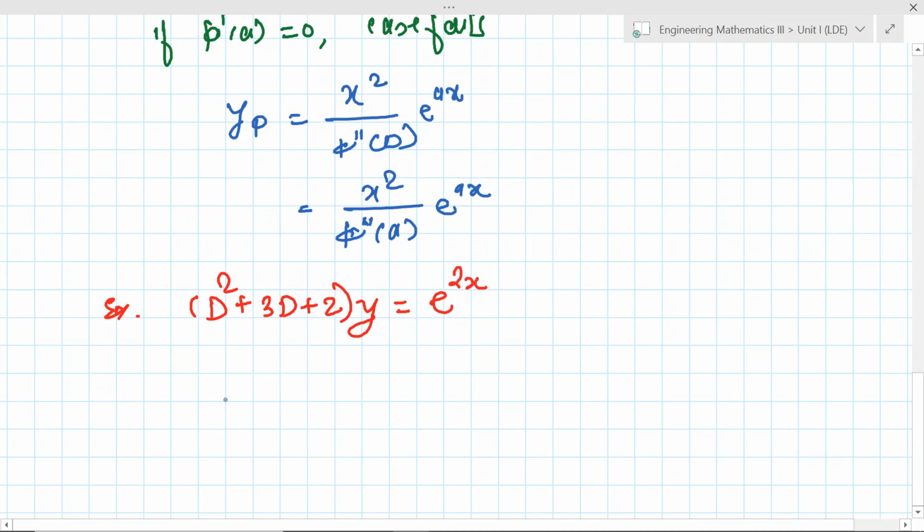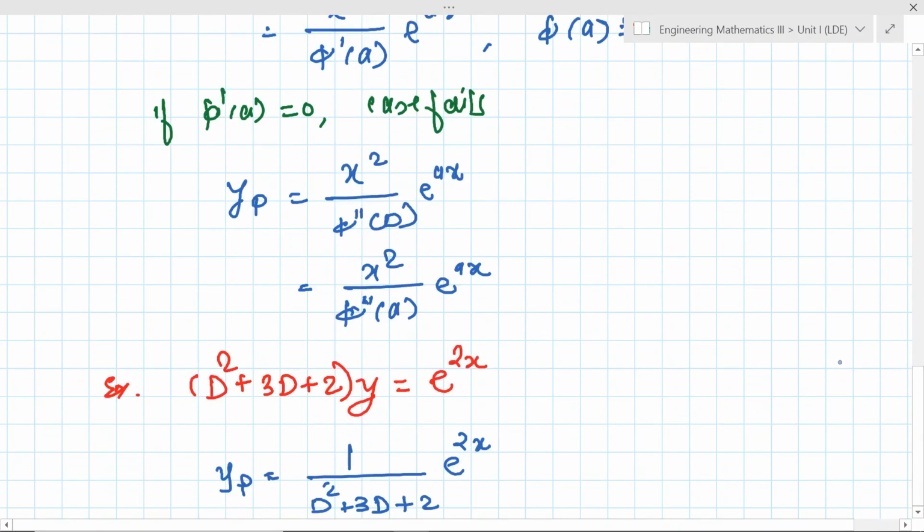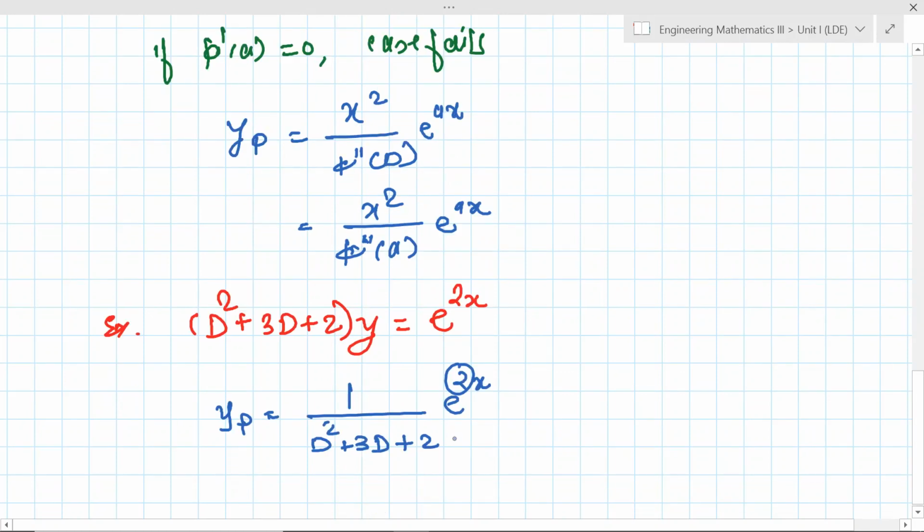Now what is my yp here? So yp is equal to 1 upon phi of D, so D square plus 3D plus 2 into e raised to 2x. Now what we need to do? The case says to replace D by a. Whatever your a is, replace D by a. Here 2 is our a, so therefore replace D by 2.